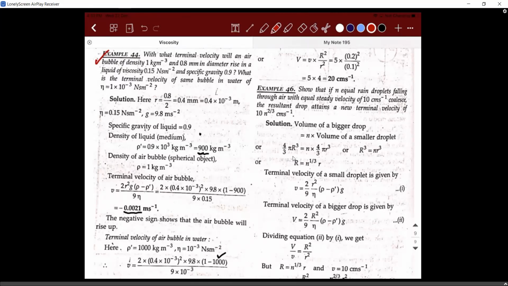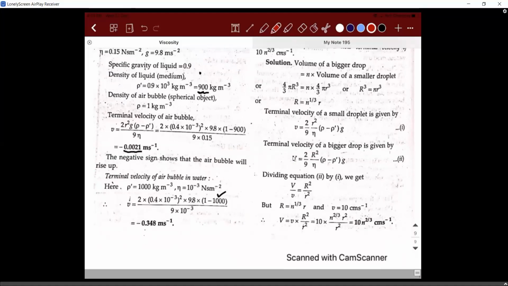You will change the value of theta and also density. Because density of water is 1000, right? So there you will have 1 minus 1000. It's a simple problem, right? Next is a good problem.